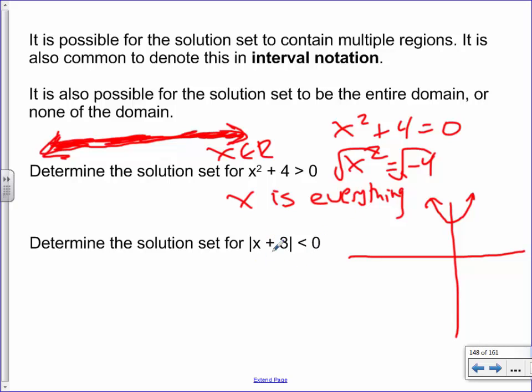Let's try the second one here. Let's say that I asked you where the absolute value of x plus 3 is less than 0.